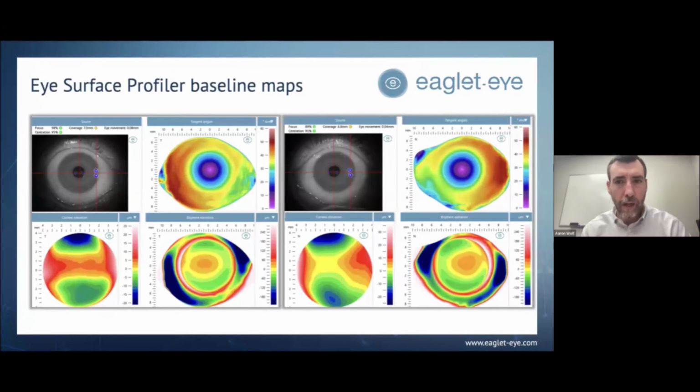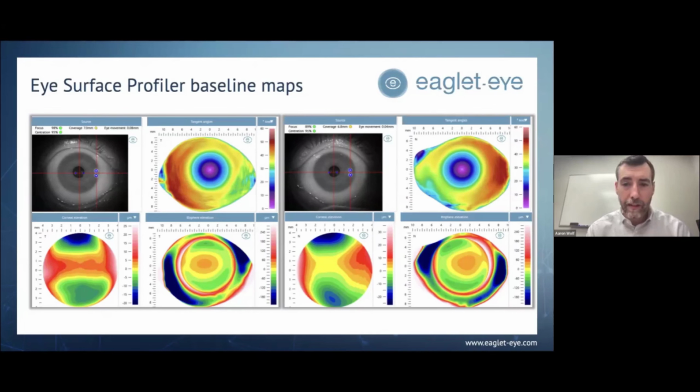So the reason we use the Eaglet for this particular case is because we did choose to use a larger size lens. And in order to use a larger size lens, you need to capture all of the corneal data. And in fact, I would say beyond the cornea, you want to get maybe even beyond the limbus.